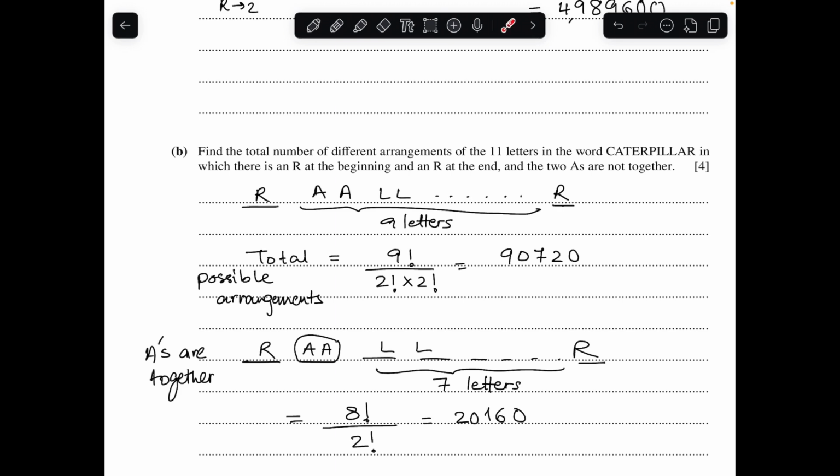So where am I getting this 8 factorial from? 7 letters and this one, which is counted as together. Total 8 items to be arranged. So 8 factorial divided by 2 factorial, because there are 2 L's.